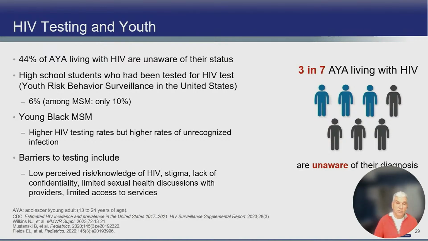HIV testing in youth: almost half, 44%, of adolescents and young adults living with HIV are unaware, 3 in 7. And young Black MSM in the United States have higher testing rates, but higher rates of unrecognized infection. The reason for this is people don't perceive they're at risk. They don't want to come in and get tested. They're scared of talking about it. All things that would be relevant in Uganda. So the point is to understand that the prevalence in this population is higher than you might expect, and so making sure that you're getting some kind of testing for this population is very important.